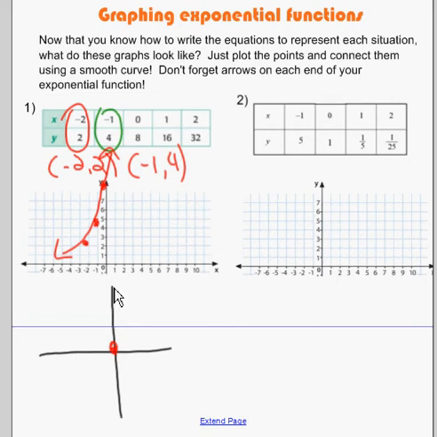Taking a look at number 2, my first point is -1, 5. So I start at the origin, I go over -1, up 5, and I put a point. My second point is 0, 1, put a point. My next point is 1, 1/5, so I'm going to go slightly up there. It's not perfect because I'm on a smart board. Then my next point is 2, so I'm going to start at the origin, go over 2, up a tiny, tiny bit. That might be a little harder to draw. And then I'm going to draw my curve. Again, please keep in mind that you have to draw arrows at the end of each line.